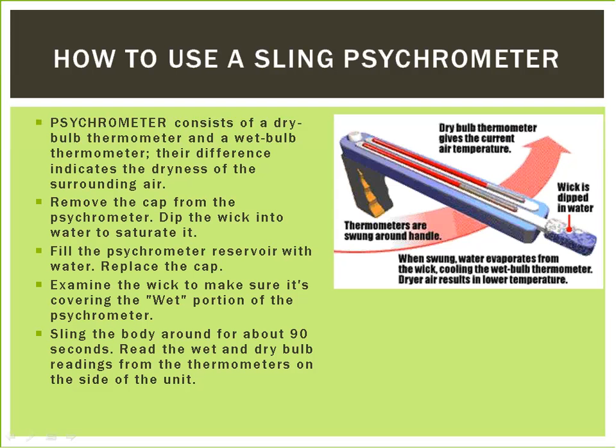First, remove the cap from the psychrometer. Dip the wick into water to saturate it. Fill the psychrometer reservoir with water. Replace the cap. Examine the wick to make sure it's covering the wet portion of the psychrometer. Pull the body from the tube to allow the body to hang free. Sling the body around for about 90 seconds. Read the wet and the dry bulb readings from the thermometers on the side of the unit.